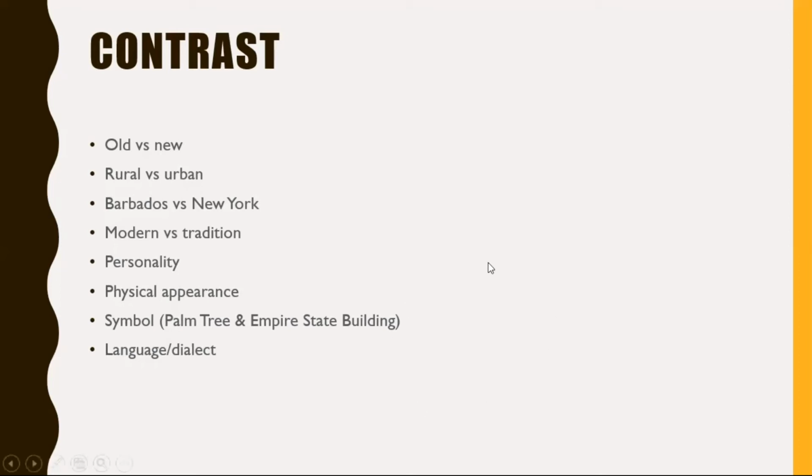Let us now look in depth at, of course, contrast. Now, between the two characters, we see that Dada is the oldest, the narrator is the youngest.